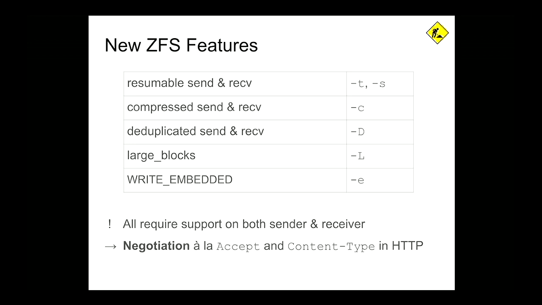So the way they are supported in the protocol is very generic. Because they require support on both sending and receiving side, we have some kind of negotiation mechanism. It works similar to what you have in HTTP. So the client that requests the ZFS send stream will put up something equivalent to an accept header, and this header will contain all the supported features on the receiving side. And then the other side can look, okay, I have this set of intersecting features, and then generate a stream that is compatible between the two sides.